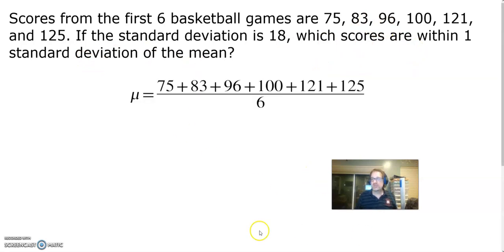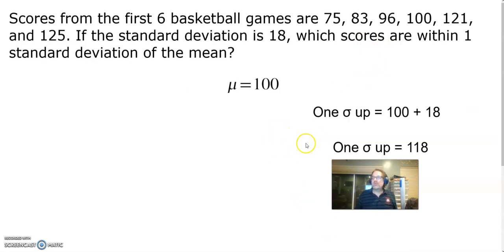So the first thing I'm going to do is figure out what the mean is. Remember, this is my mu. Mu means mean. Add up all of my scores, 1, 2, 3, 4, 5, 6, divide by the number of games, and we get a mean score of about 100. So on average, we scored 100 points over these 6 games. Some games were more, some games were less.